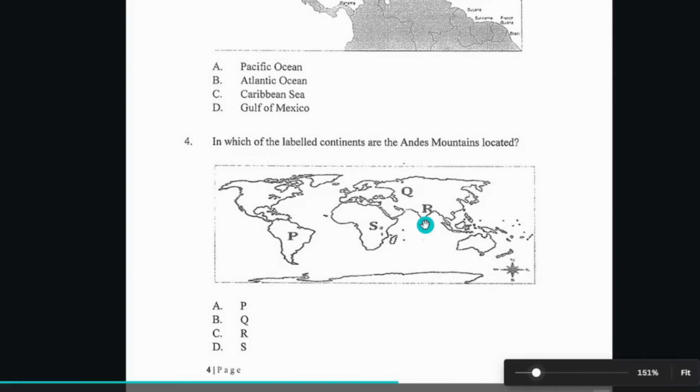Now, there are some that are not mentioned. Here would be North America, here would be Australia, and here would be Antarctica. So these are the 7 continents. So we call them out, and they say the Andes Mountains. Now, the Andes Mountains are located in South America. So this is the continent that we are looking at. So the answer for number 4 would be A.